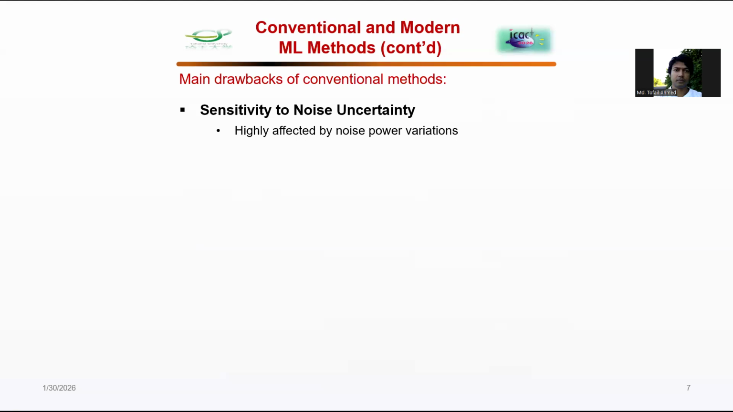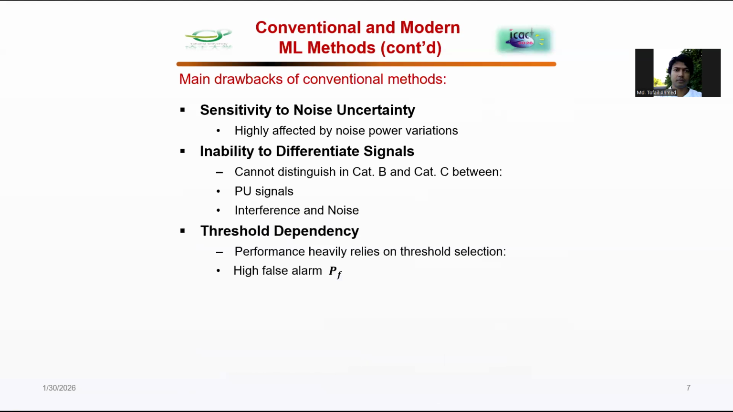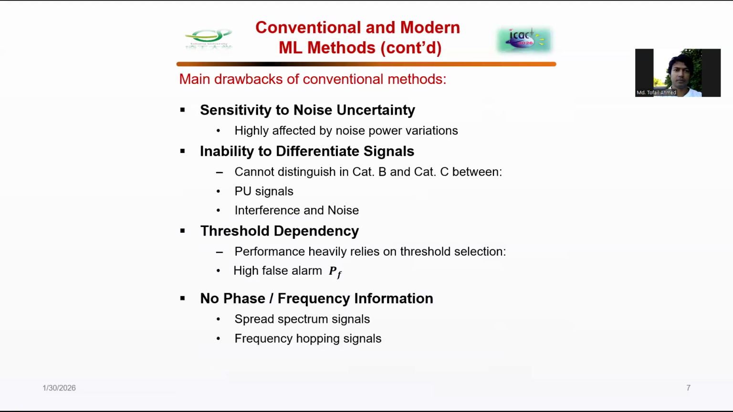Why do you need machine learning in spectrum sensing? Conventional methods like energy detection come with a serious drawback. The conventional methods are noise sensitive and cannot classify signals, depend too much on a threshold, and ignore key features, which makes them unreliable for modern spectrum sensing. Machine learning overcomes those limitations.